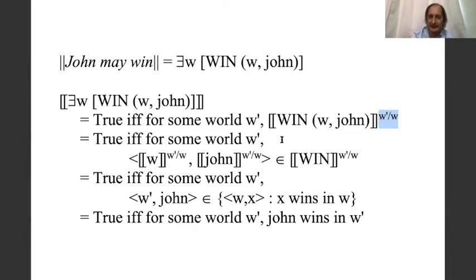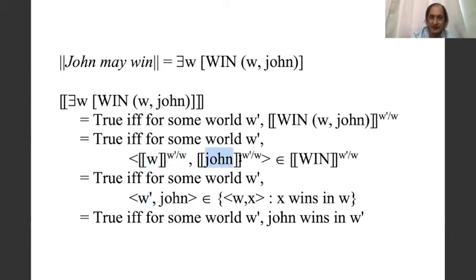And we can go ahead and then spell that out in more detail. Win is a two-place predicate. That means it takes pairs of things as its arguments. So we have to make sure that a certain pair is in the interpretation of win. And the pair, well, this is just the variable W interpreted with respect to the instruction to assign to W the world W prime. That gives us W prime down here.